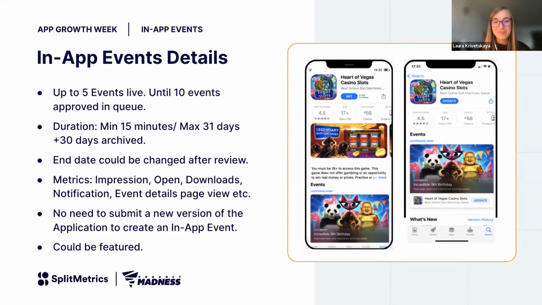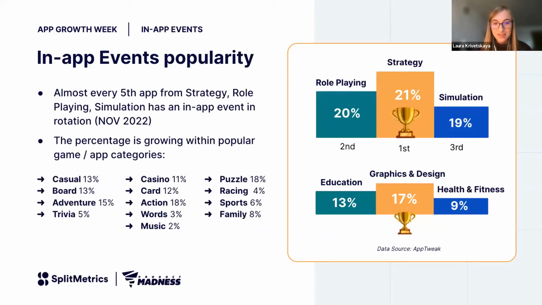Okay, let's move on. Let's reveal the truth, who is literally on top of this list. As you may see on the right side, strategy, role playing and simulation are the categories on top of this list, and literally every 5th app from the strategy category uses an in-app event right now in November. So this is the most recent data.